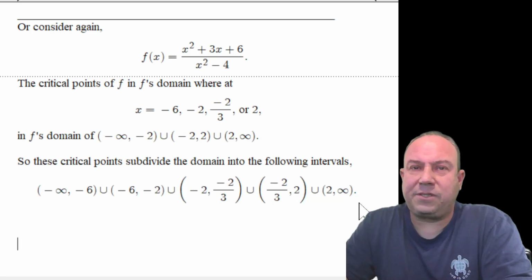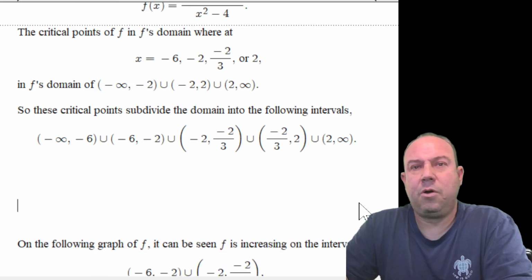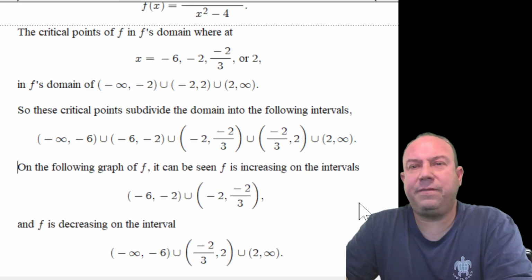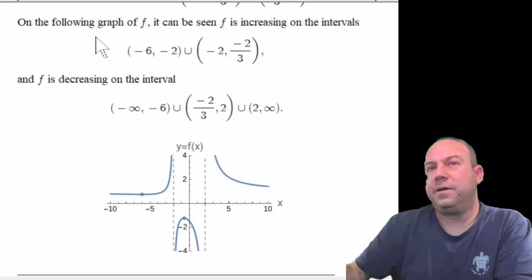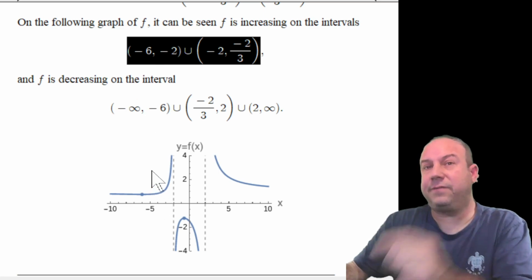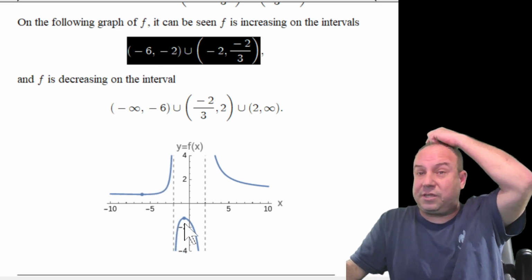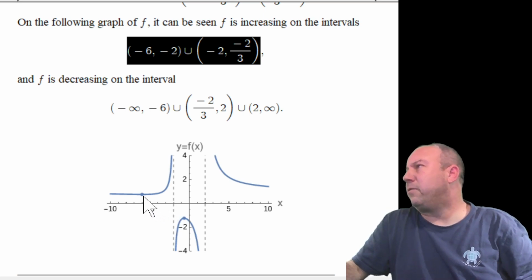If we break those down, what we do see on the graph is that we were increasing. We were increasing from -6 to 2, which is this little interval right down in here. Oh, sorry. From here to here is -6 to 2. That's where we're increasing. And we're also increasing.